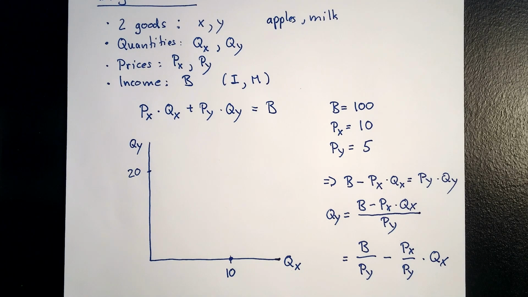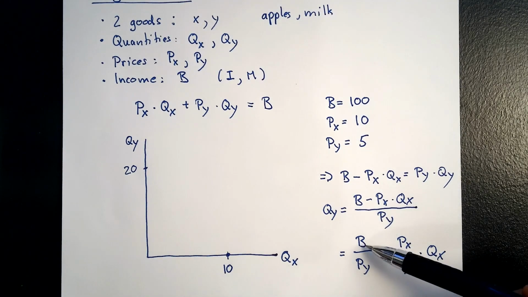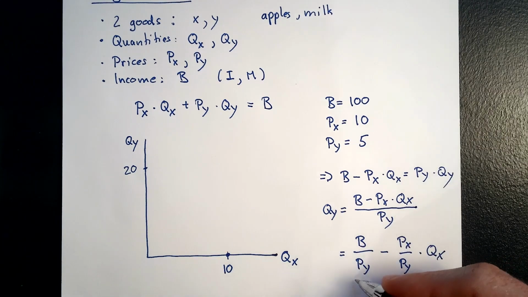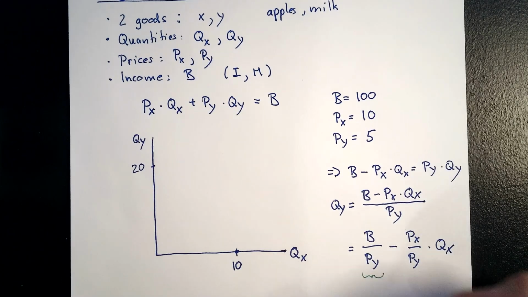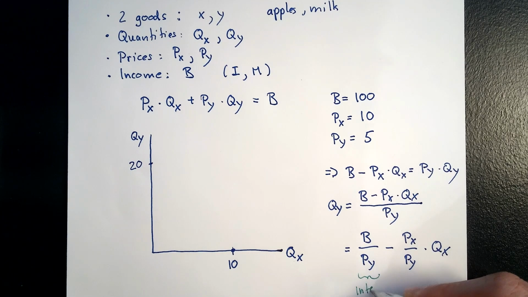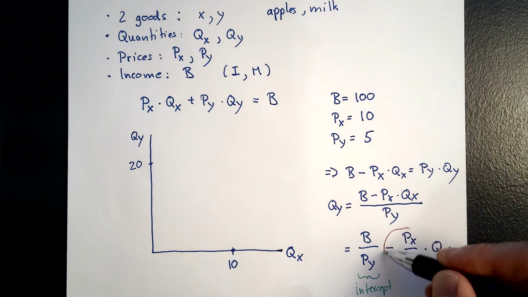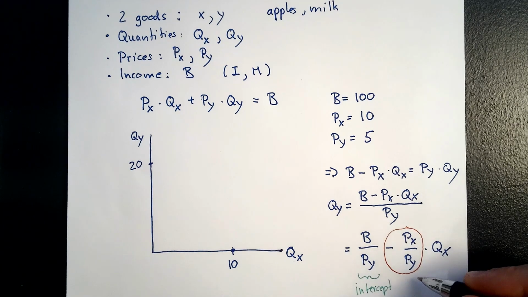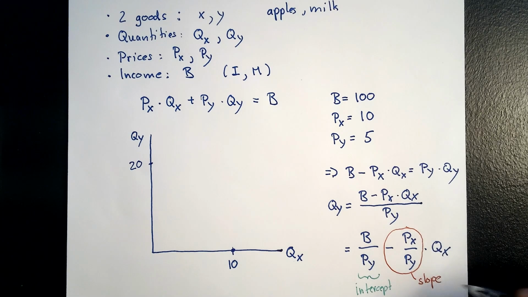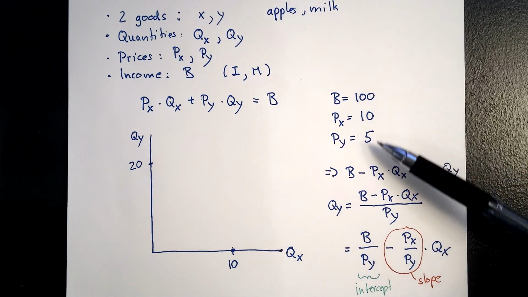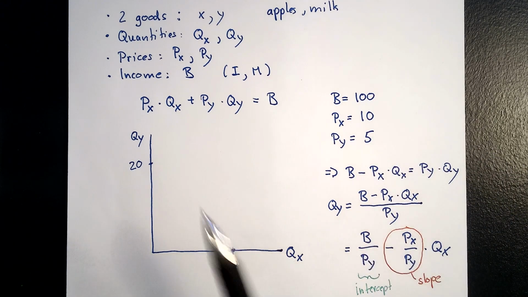Now you see that you have a linear function here. So what do I mean by linear? B is your income and PY is known, so B over PY represents the intercept. Now you have the ratio of the prices, so negative PX over PY represents the slope. So your budget constraint is a linear function. Note that your budget is 100 and PY is 5, so 100 divided by 5 gives an intercept of 20. So we are on the right track here. And the slope is the negative of the price ratio.